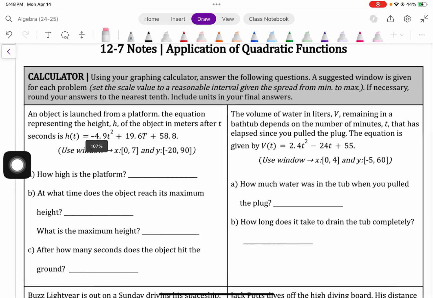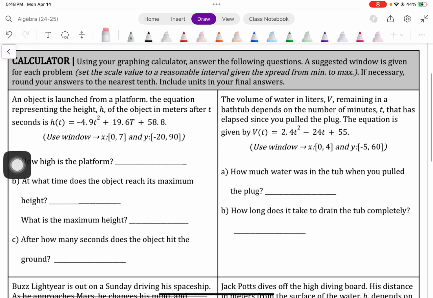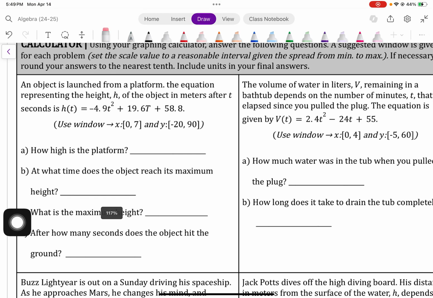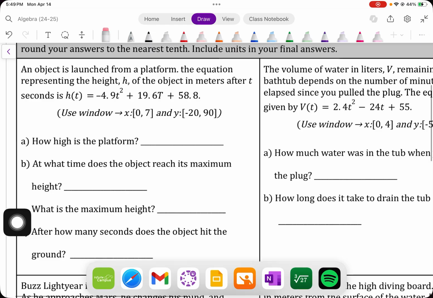So we're going to use our graphing calculator and answer the following questions. We have a suggested window, which is just telling us, hey, you're going to use these points so that you can see your graph. If necessary, we need to round our answers to the nearest tenth, and we're going to include units in our final answer. So let's talk about launching an object from a platform.